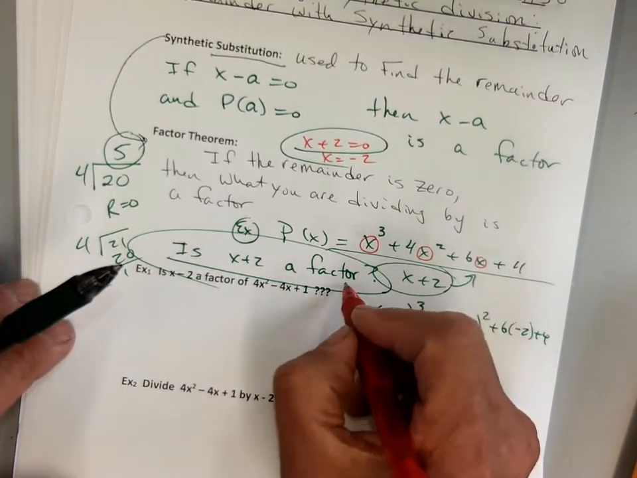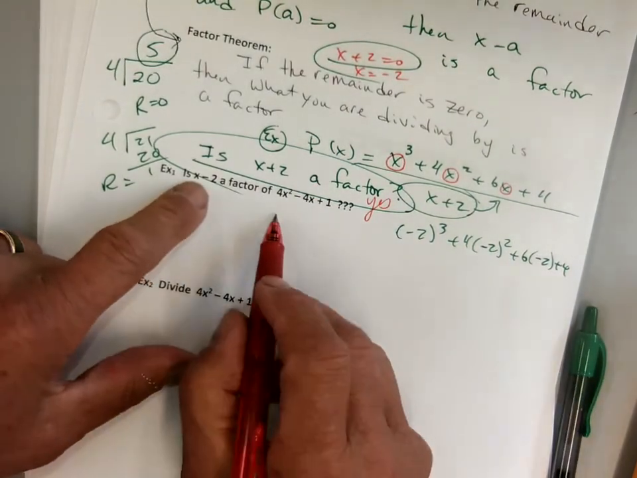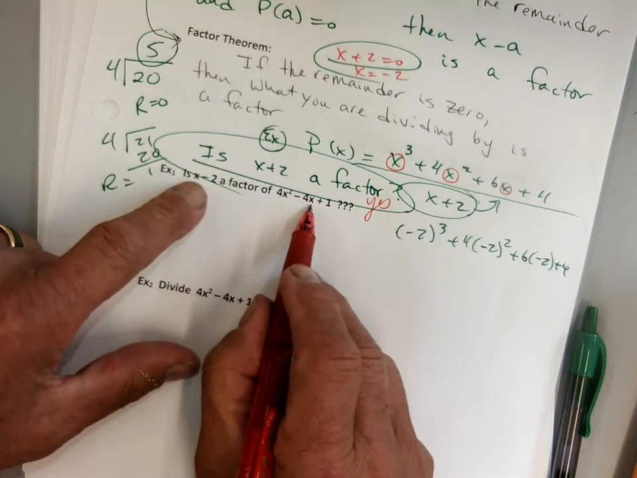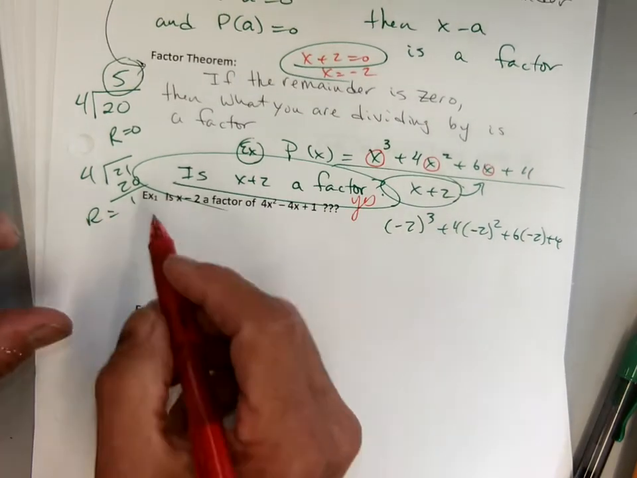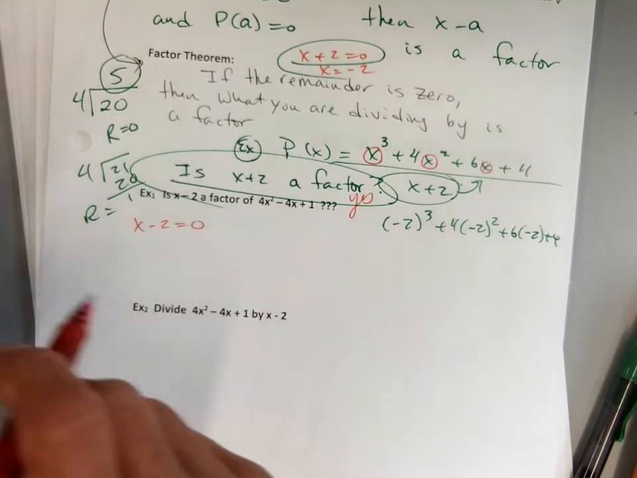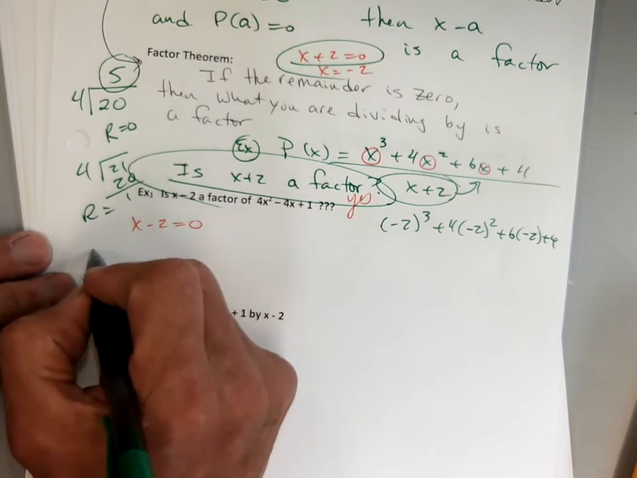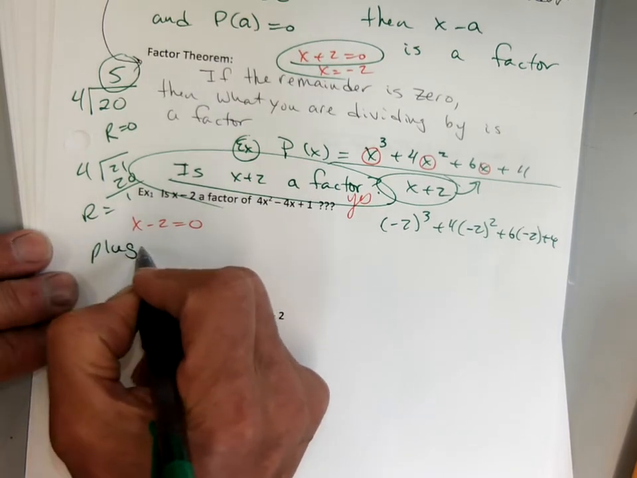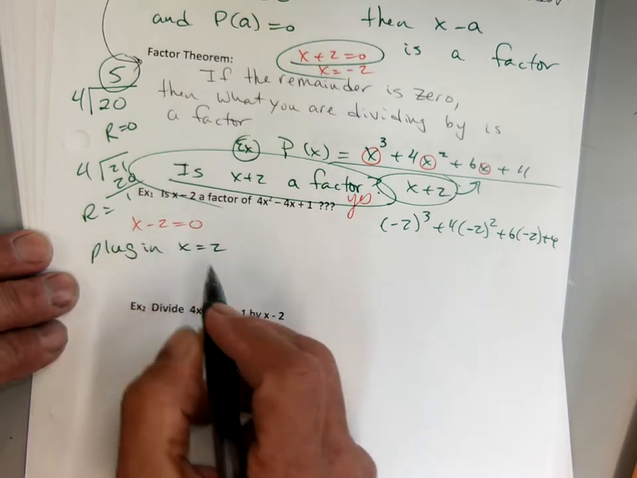Now, let's look at example 1. Is x minus 2 a factor of 4x squared minus 4x plus 4? I don't know. Let's plug in. So if I plug in x equals 2, because you solve x plus 2... plug in 2.